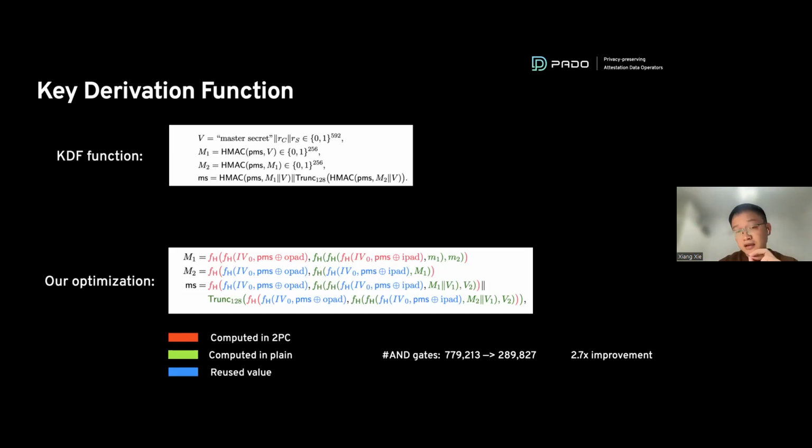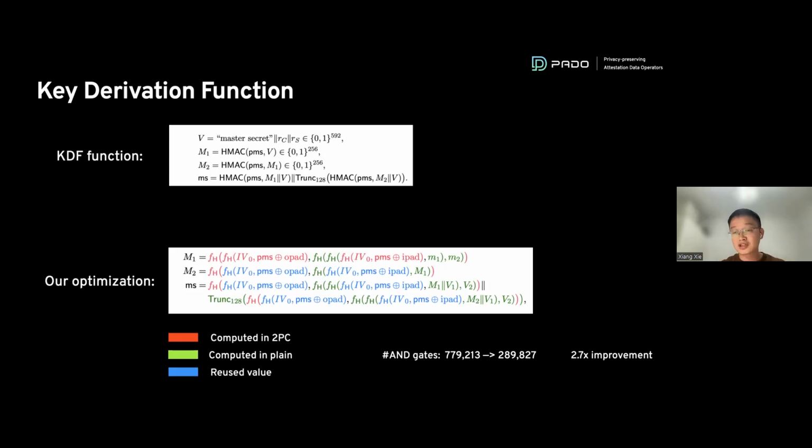In the circuit, there are a lot of reused values. We found that we can open some intermediate values to compute them in plain, to reduce the AND gates of the circuits. We also prove that this way is secure when we see F as a random oracle. In this case, we can reduce the AND gates by about 3 times.